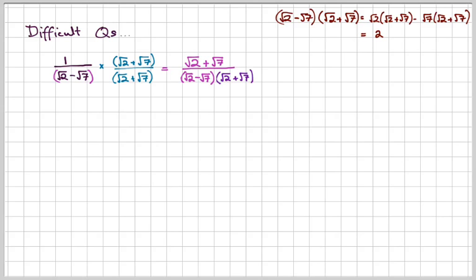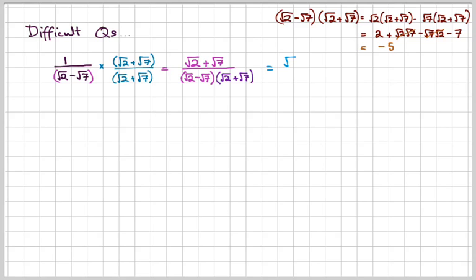Okay? So, changing it to something like that, we get root 2 times root 2 is 2. Root 2 times root 7 is root 14, or root 2 times root 7. Then take away root 7 times root 2, and root 7 times negative root 7 is negative 7. Okay? Notice how the 2 root 7's cancel. And then we're just left with 2 take away 7 is negative 5.